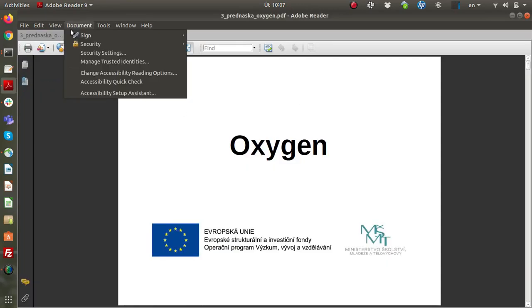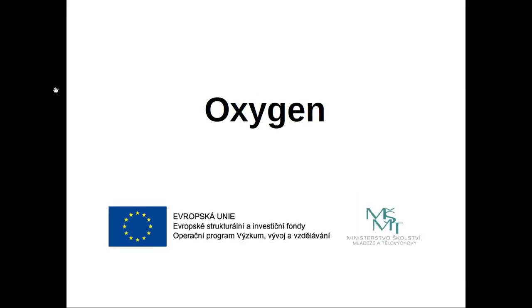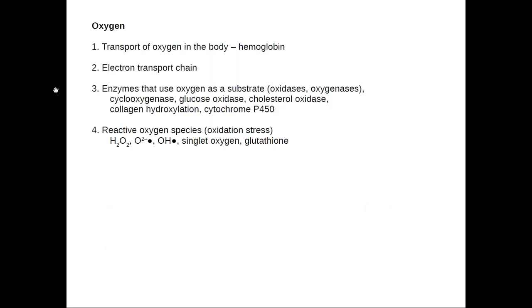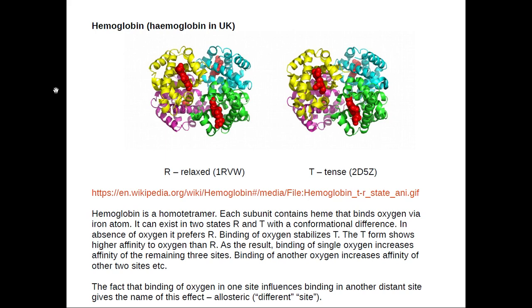Today I will talk about oxygen and its role in metabolism. Again, you can find slides, so you can follow the slides, and I will talk mostly about transport of oxygen in the body. So it will be the story of hemoglobin, then about the electron transport chain, and a little bit about enzymes which use oxygen as a substrate, and about reactive oxygen species. And I will start with hemoglobin.